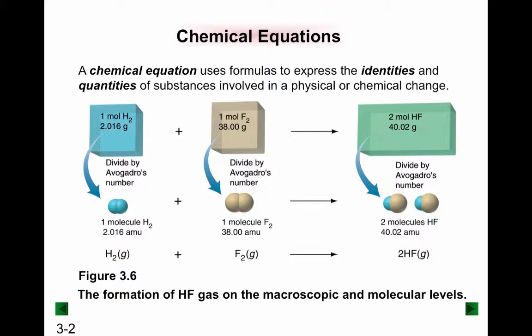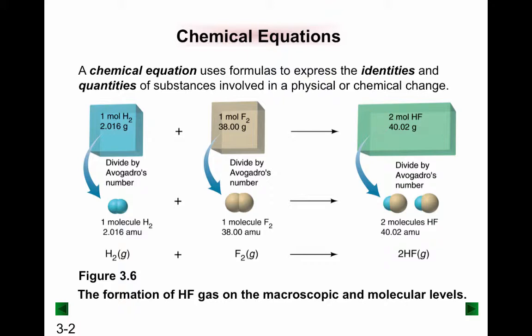The mole plays a very important role in clarifying the amounts of substance that take part in a chemical reaction. For example, let's look at what happens when hydrogen gas and fluorine gas react to form hydrogen fluoride gas. If we just look at this reaction on a mass scale, we would see when 1 mole of hydrogen gas, molar mass equal to 2.016 AMU, reacts with 1 mole of fluorine gas, 38.00 AMU, we would produce 2 moles of hydrogen fluoride gas, 40.02 AMU.